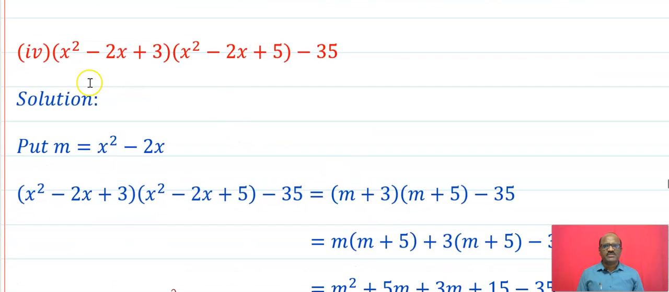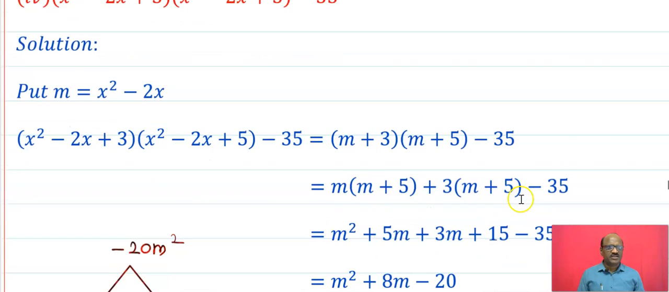Now the next problem is (x square minus 2x plus 3) into (x square minus 2x plus 5), minus 35. Again the common terms: x square minus 2x. Put m is equal to x square minus 2x. Therefore in these two brackets x square minus 2x is replaced by m. It is m plus 3 in the first bracket, and in the second bracket m plus 5, minus 35.